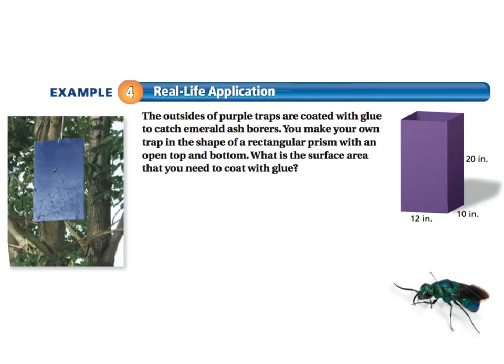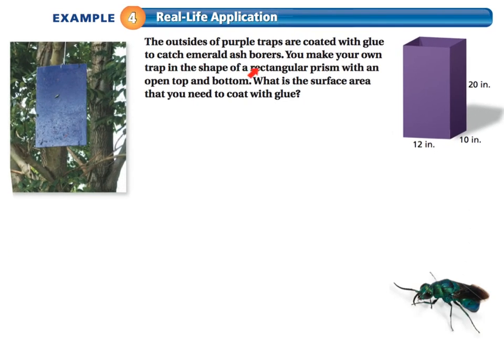All right, that wonderful thing is an emerald ash borer. Now, why is that important? Because it kills trees. So we're going to do a problem in which we talk about the trap that is made to catch these bugs. The outside of purple traps, here's our purple trap, is coated with glue to catch emerald ash borers. You make your own trap in the shape of a rectangular prism with an opening at the top and bottom. What is the surface area that you need to coat with the glue?